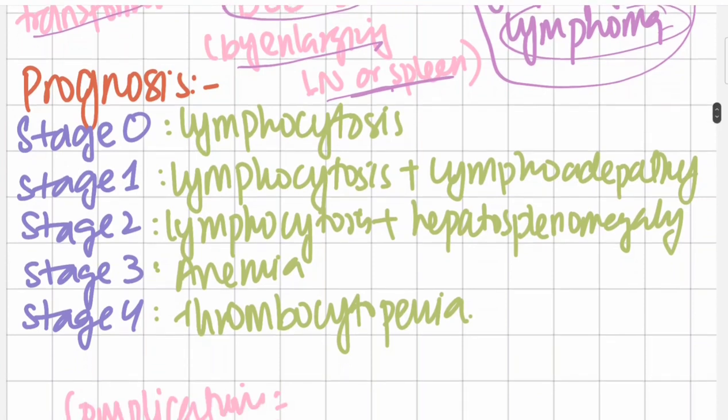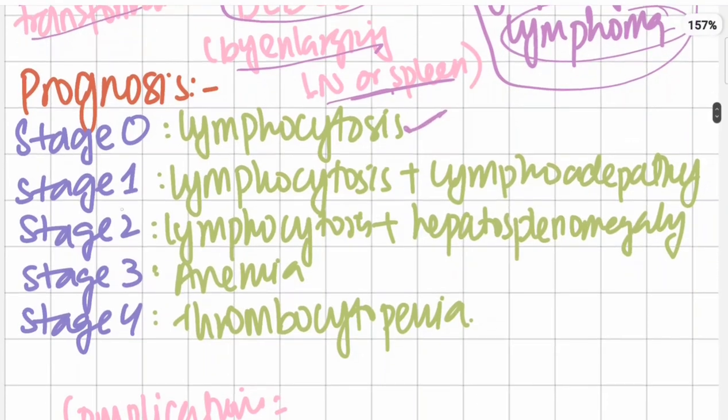It is staged from 0 to 4. Stage 0 is only lymphocytosis, an increase in lymphocytes, and stage 1 is lymphocytosis plus lymphadenopathy, and stage 2 is lymphocytosis and hepatosplenomegaly, stage 3 is anemia, and then stage 4 is thrombocytopenia.